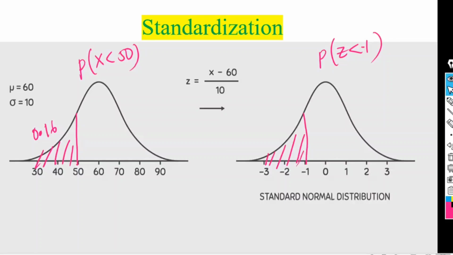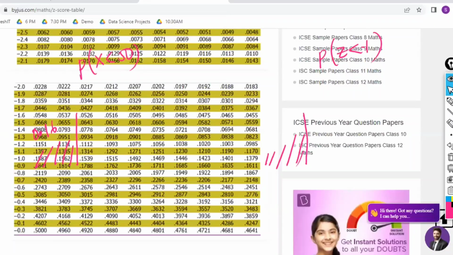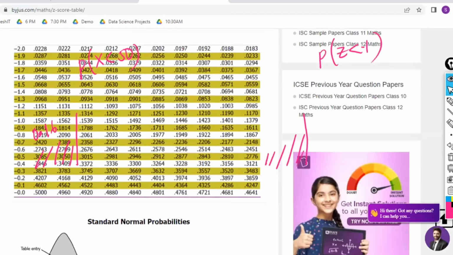Now we will go to the Z table. In the Z table, what is the -1 score? 0.1587, which is almost close to 0.16. Is that clear? So like this, you can get for any value.